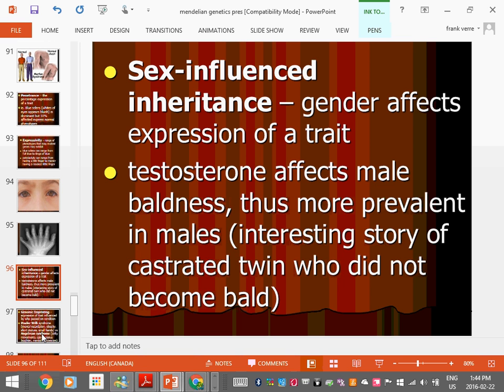Alright? Now, sex-influenced. Not to be confused with sex-linked. What does sex-linked mean? Right, it means the gene is on the X chromosome, right? And girls have how many copies? 2, and guys have 1. Sex-influenced is the gene behaves a little bit differently in males versus females. It's not on the sex chromosome. It's influenced by the gender.